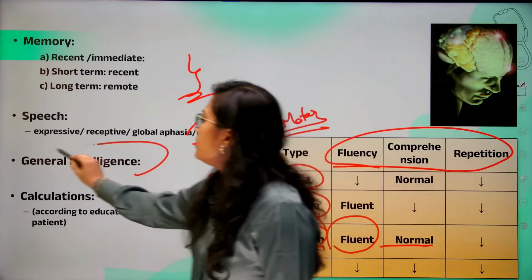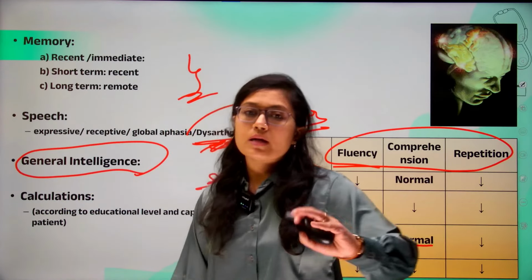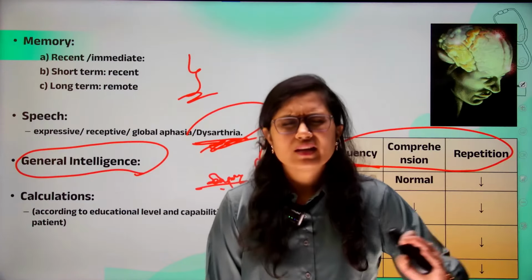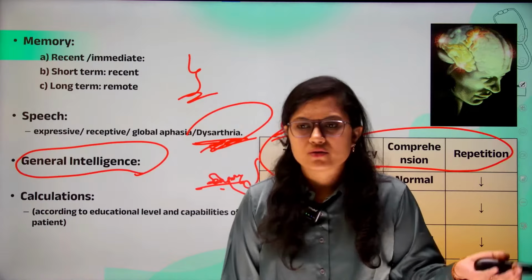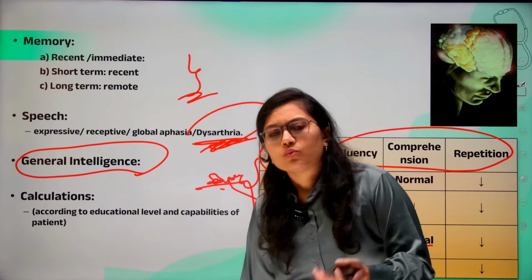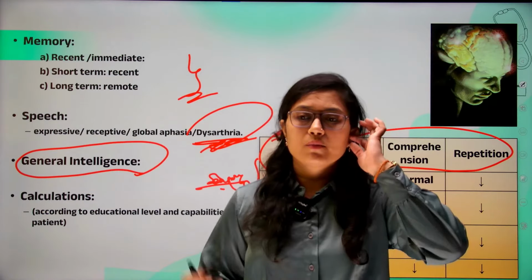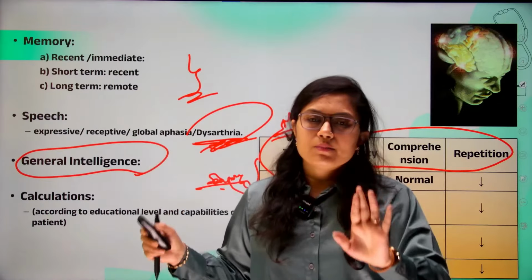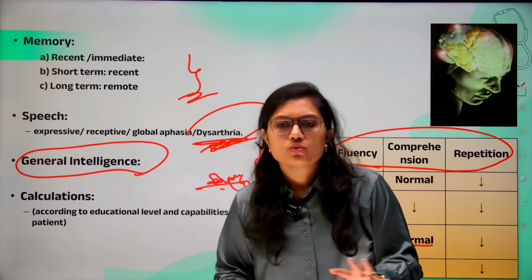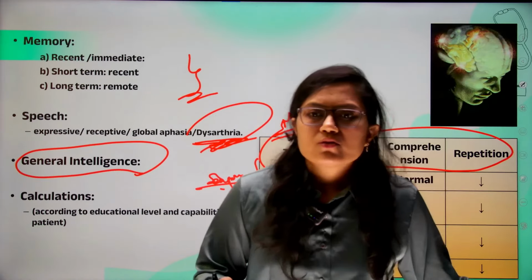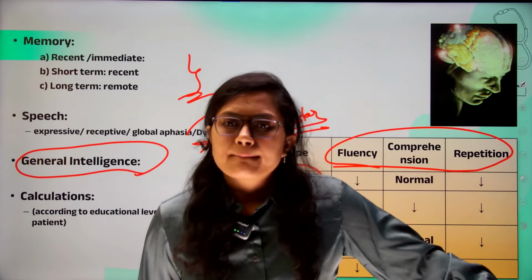Then comes general intelligence. We don't need to ask high-level questions to the patient. We can ask very basic questions so that we can get to know whether the patient is aware of things or not. We don't need to ask who the minister was or who someone was; we don't need to go that deep. But simply we can find out whether the patient answers properly or not.